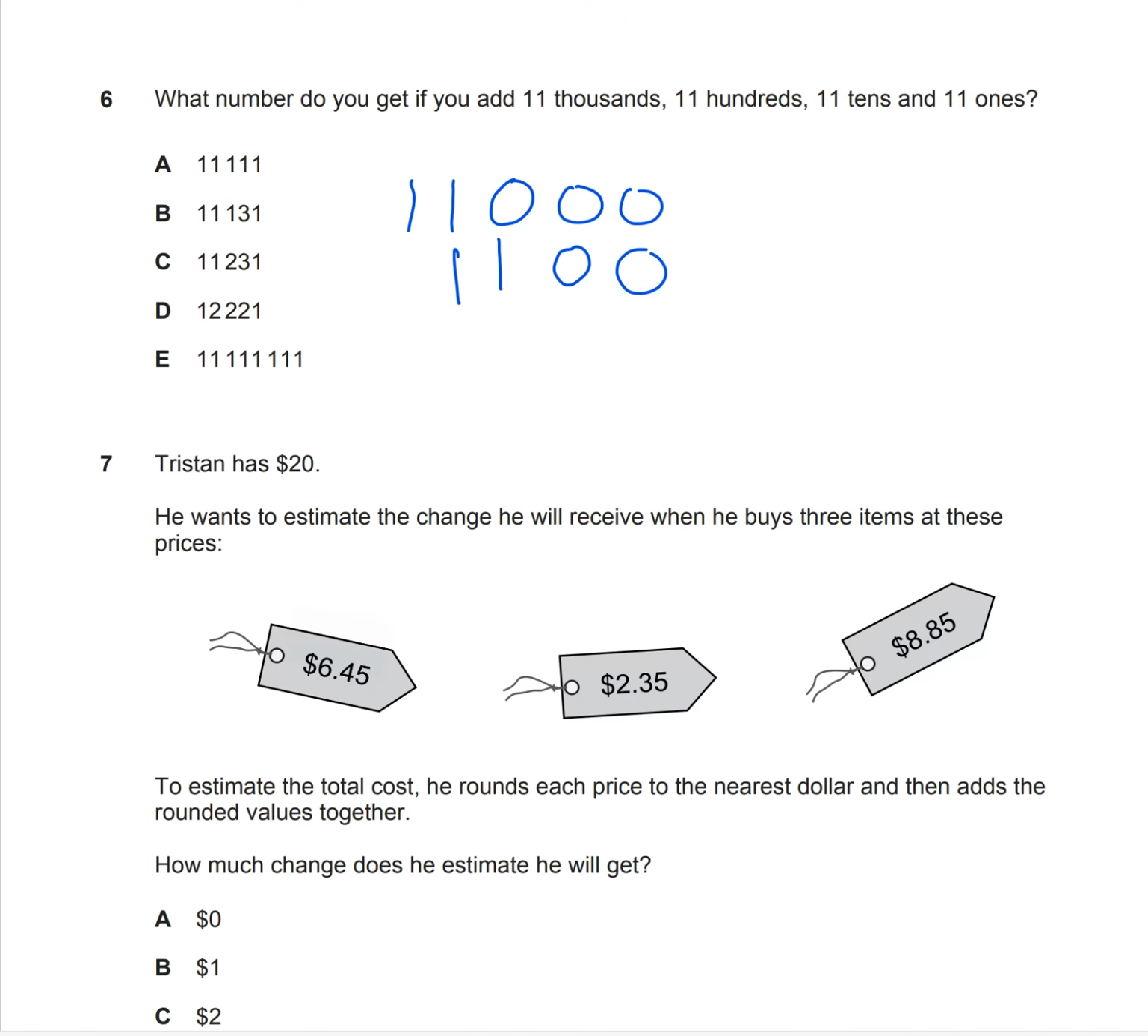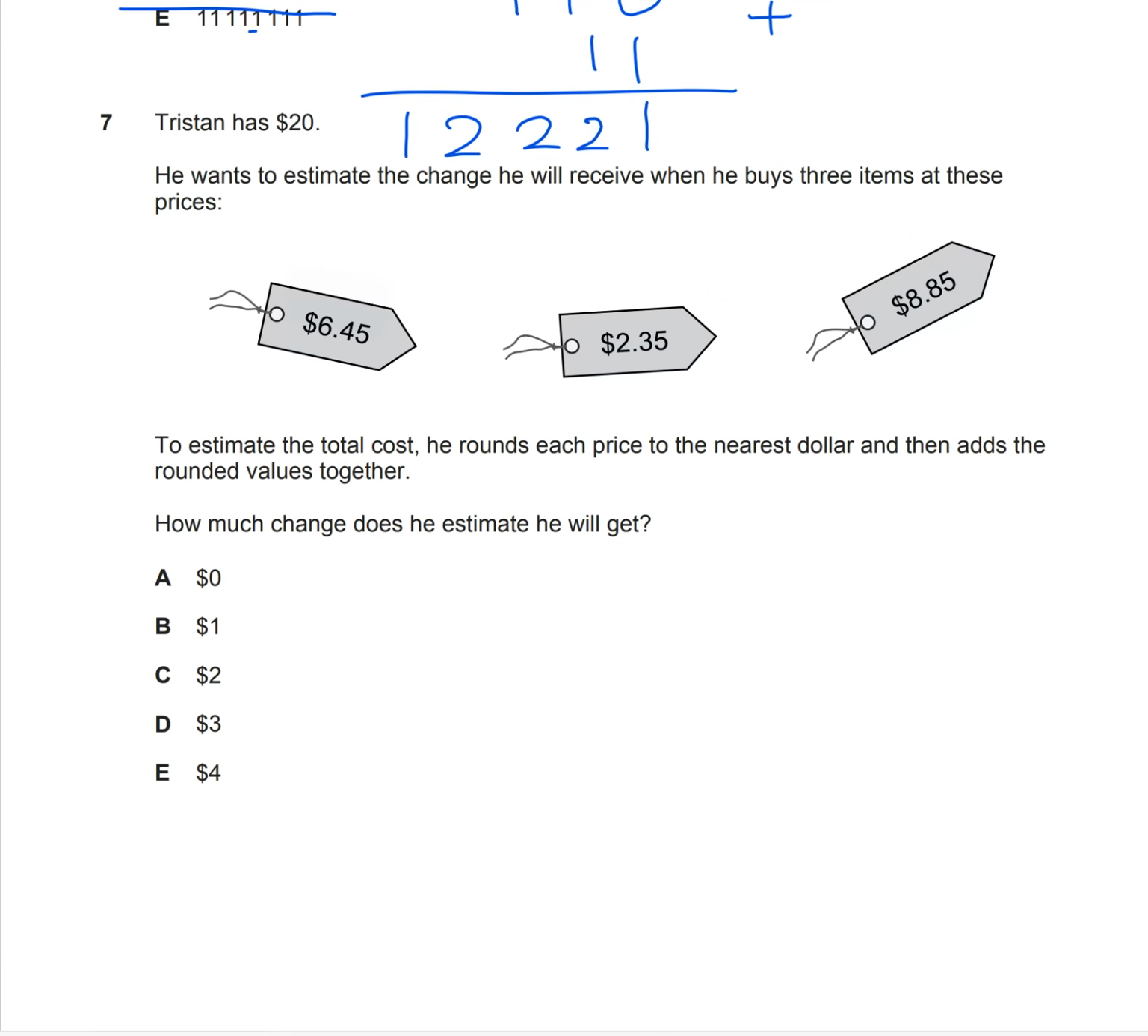11 tens means that we have 1 zero and 11. And 11 ones means that no zeros and just 11 at the base. So now we add: 1, 2, 2, 2, 1. Now make sure you pick the correct option. You can eliminate the ones that look wrong. And then between them, 1, 2, 2, 2, 1 is option D.